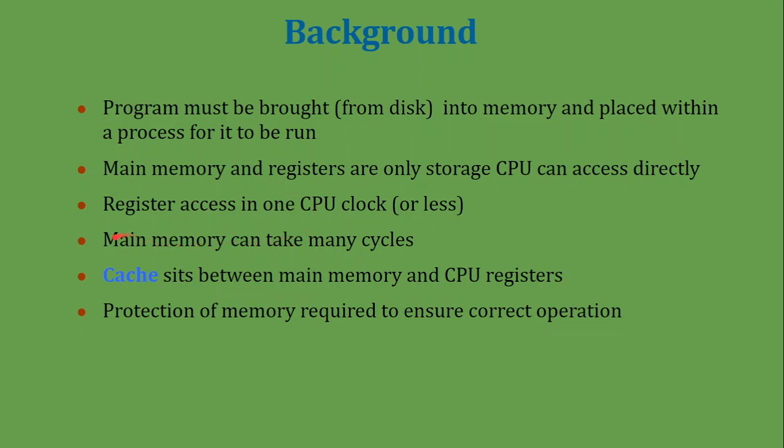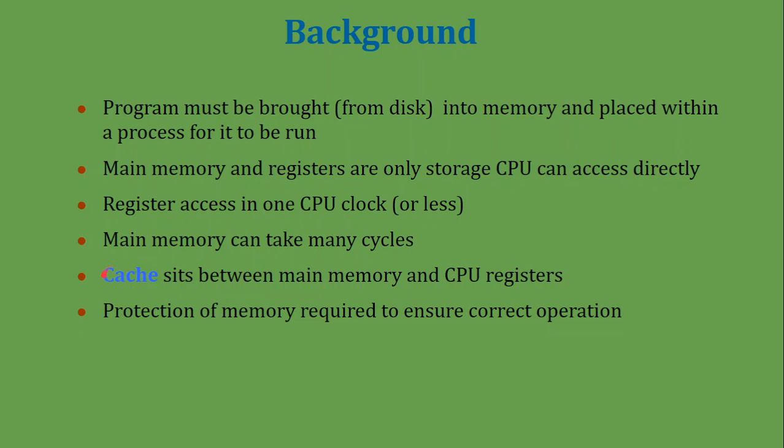Main memory can take many cycles, so you can compare the speed of register access with main memory. For register access a single clock pulse is enough, because a register is a small memory, maybe 8-bit, 16-bit or 32-bit, depending upon the size of the computer. Main memory can take many cycles, because it is a block of memory where some part of the program can reside. Since it is bigger than the register, the area is also larger, so naturally the CPU cycles needed to access the main memory are also more.